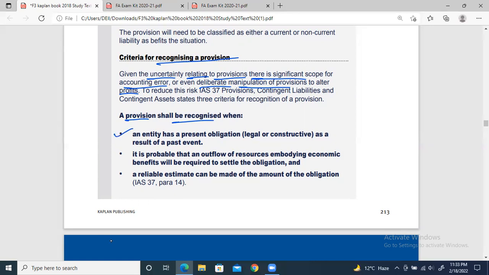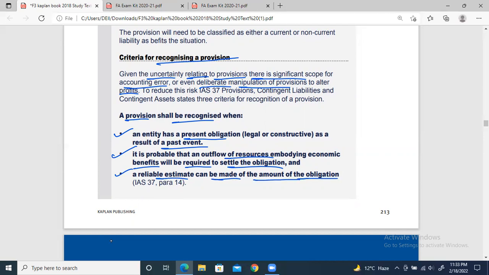So first thing is, the entity has a present obligation as a result of a past event. This is exactly the first line of the liability definition. There is no issue in this, right? Liability definition, as you remember, is a present obligation arising due to a past event. Now, second thing, it is probable that an outflow of resources embodying economic benefits will be required to settle the obligation. Again, this is a liability concept principle. And the last thing is, a reliable estimate can be made of the amount of the obligation.